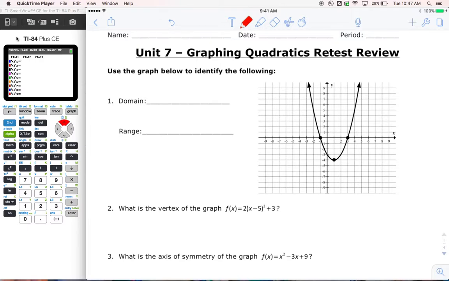Unit 7, Graphing Quadratics Retest Review. Quick reminder, even though you're watching this video, you need to make sure you can do all these problems by yourself before retesting because your retest is extremely similar and it is also free response.